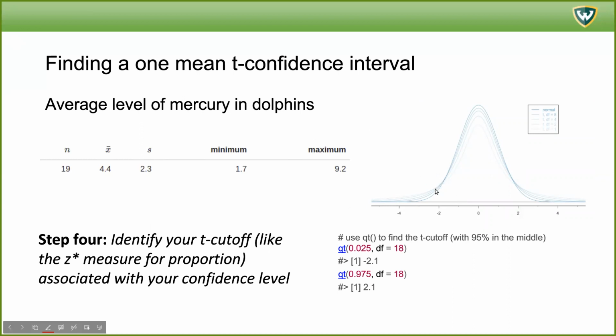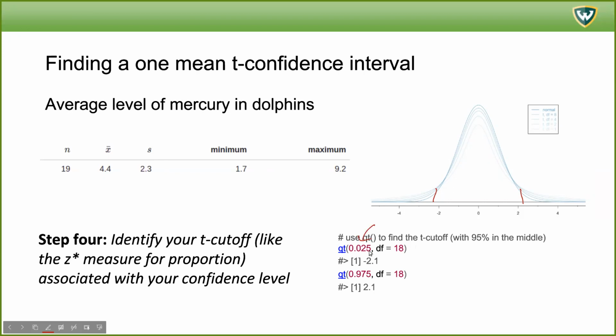And let's remember, 95% usually means in the center. It could be in the center if we want a two-sided test, or it could be all the way to the left or all the way to the right. But we still need this t cutoff point because, once again, the t distribution changes based on degrees of freedom. So we have 18 degrees of freedom.